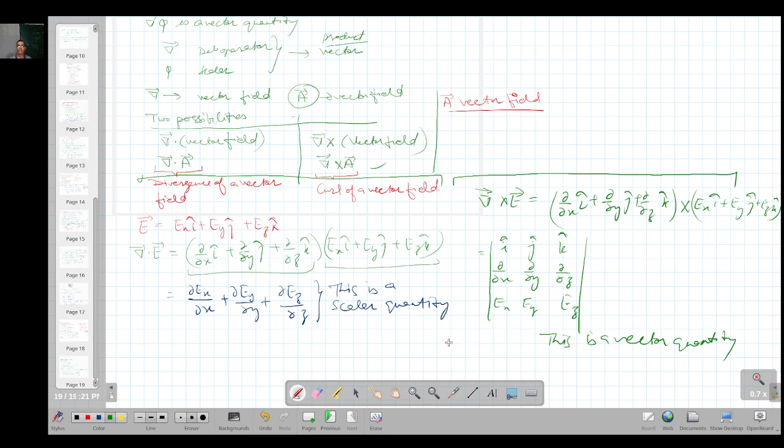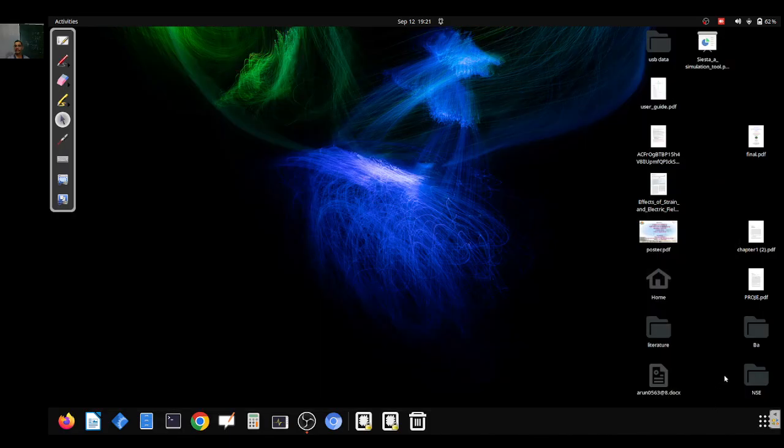So thus I talked about two things here: one is the divergence of a vector field, and the other is the curl of a vector field. So this is all about divergence and curl of vector fields. That's all for this lecture, and in the next lecture I will talk about the meaning of divergence of a vector field.